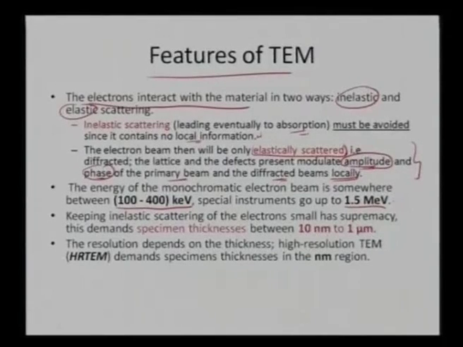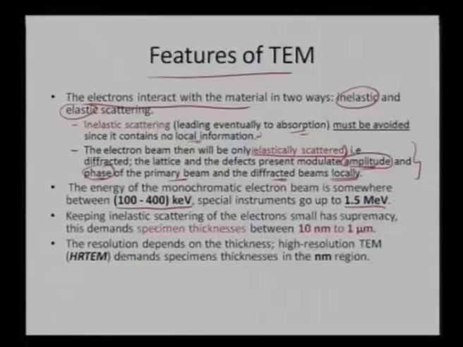And these days we can go to energies as high as 1.5 MeV. So, in that particular case I can have a sample which is even more than a micrometer in thickness. That part basically decides the overall energy which can pass through the material. Conventionally, or these days, we generally utilize energy which is approximately 100 to 400 kV, and that is enough for giving us good information.